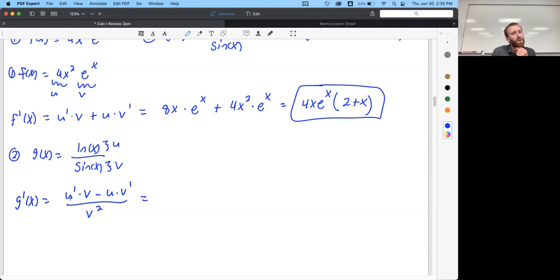So here the derivative of u would be the derivative of the natural log of x, and that is 1 over x, times the denominator, sine of x, minus the natural log of x times the derivative of sine of x, which is cosine of x. And we divide that by the denominator squared.